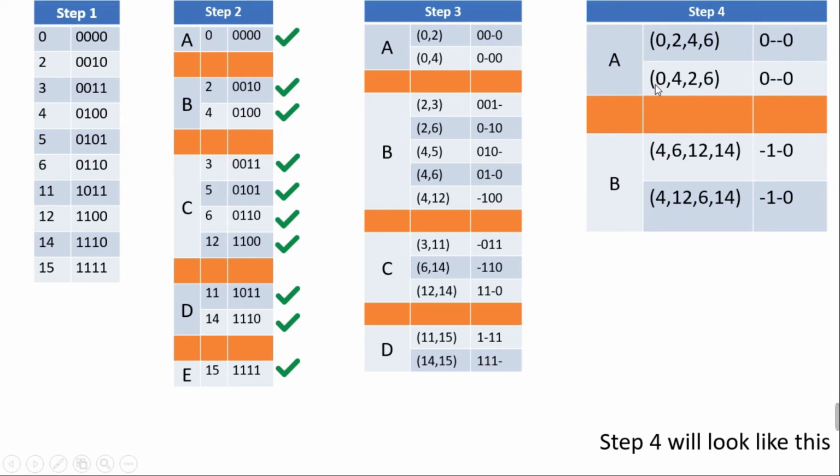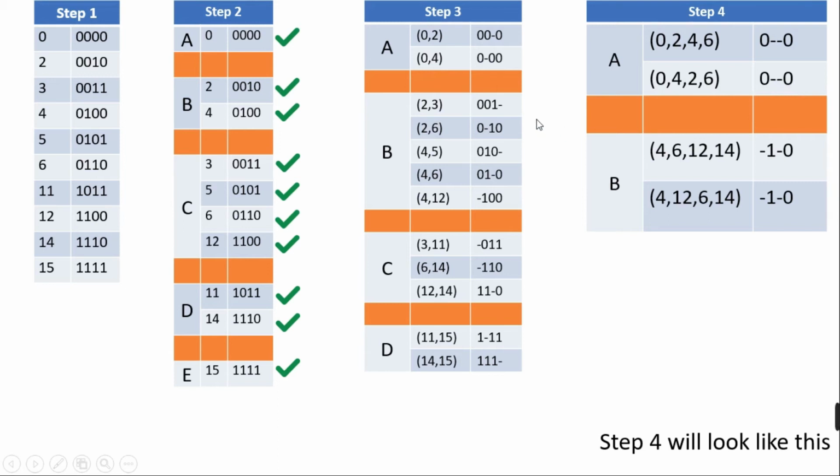The same thing can be done for this pair too. 0 4 is matched with 2 6. In that case we can also see that the dash position matches at the second place, and we get a single bit difference at the third place. Since both conditions match, we put 0 4 and 2 6, both of these pairs, into step 4. So 0 4 2 6 written together, and the corresponding binary is 0 dash dash 0.